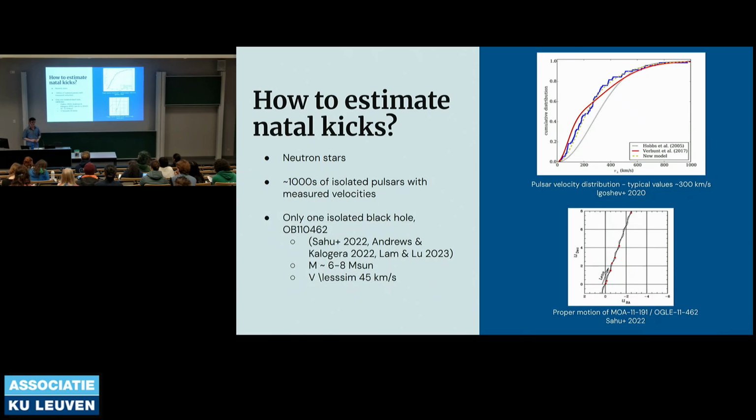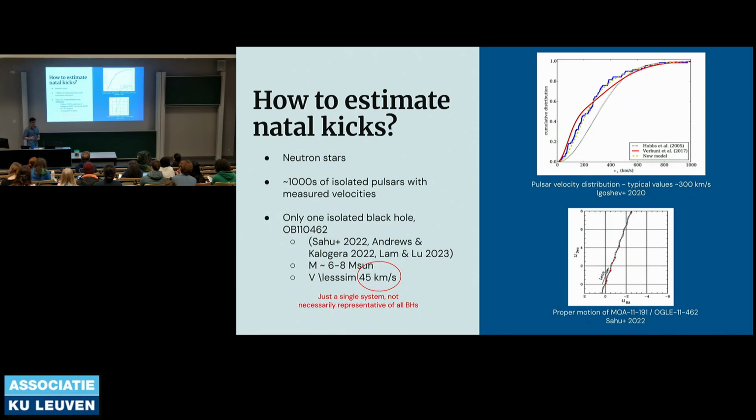This is OB110462, where the full name is here, is MOA-11-191/OGLE-11-462. It's very catchy. With this particular system found in microlensing, they were able to constrain the mass to something between 6 and 8 solar masses and the space velocity to about 45 kilometers per second. With some modeling, they found that the kick on the black hole might have been closer to 100 kilometers per second. Even so, this is just a single system, and it's not necessarily representative of all black holes.